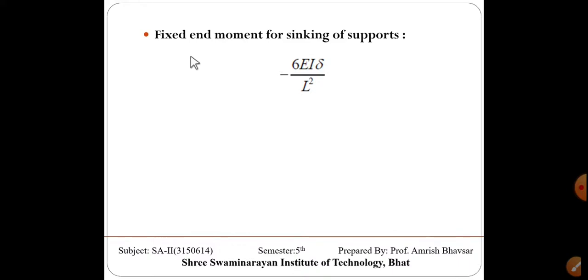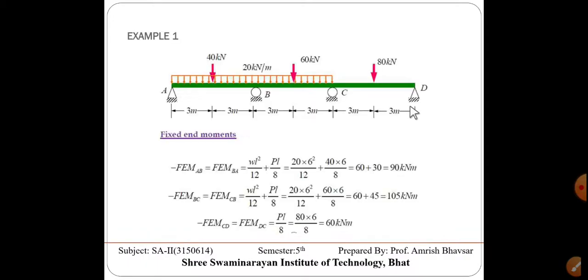Now, the fixed end moment for the sinking of support is always taken as minus 6EI upon L square. It is the most important thing. Suppose we are considering sinking of support, but due to the rotation of the member, if that is clockwise it is positive, and if it is anti-clockwise, then it will be minus. So this is the most important thing.